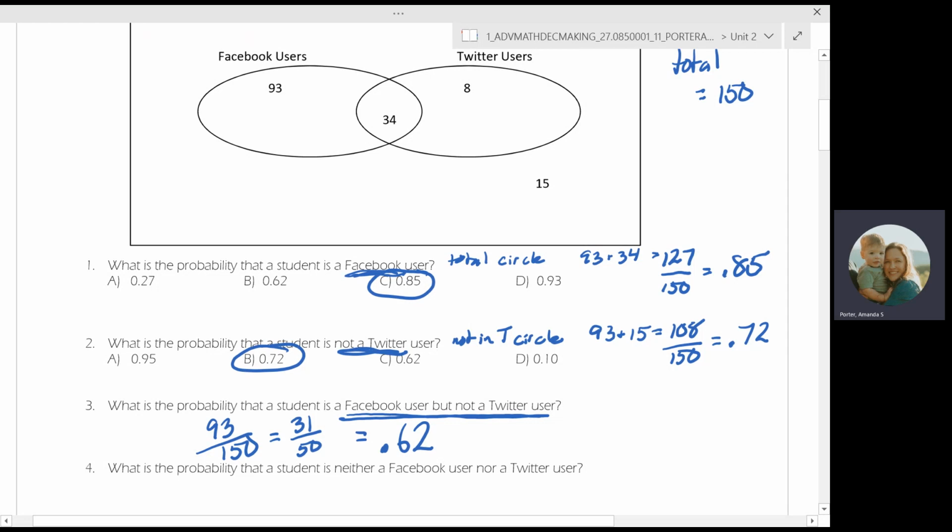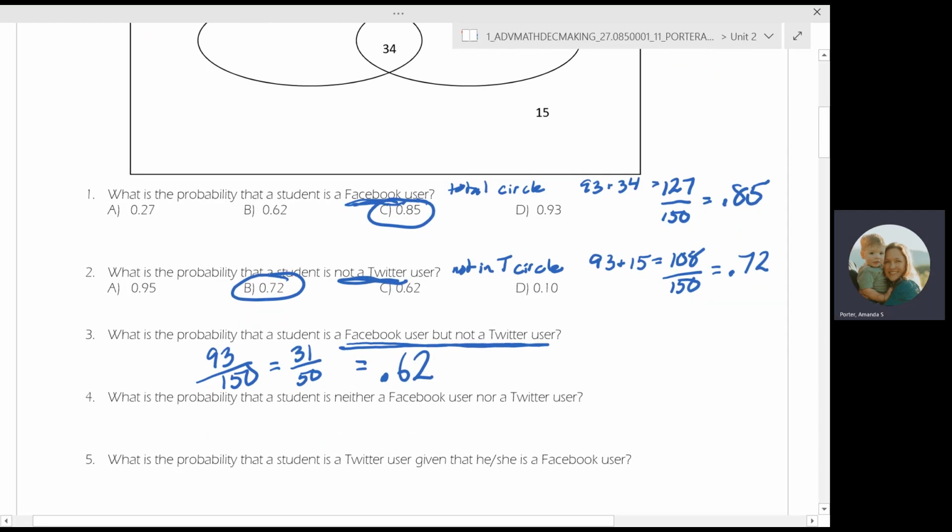Remember, we're okay with either fractions or decimals as our answers. We do not want percentages. Percentages are, well, they're just that. They're percentages, not probabilities.